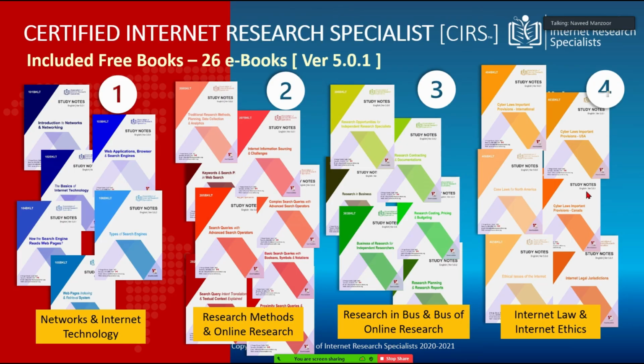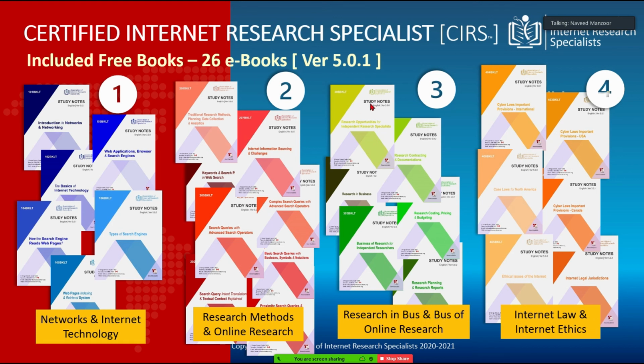These are some of the books that are coming out as part of the 5.0 version, which means that we have 26 of these booklets covering different topics. There are 4 modules in CIRS. One is networks and internet technology. Second is research methods and online research. Third is research business and business of online research, internet law and ethics.